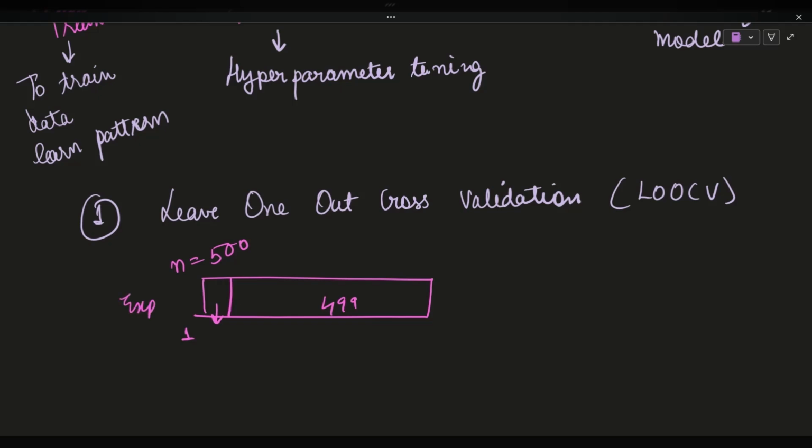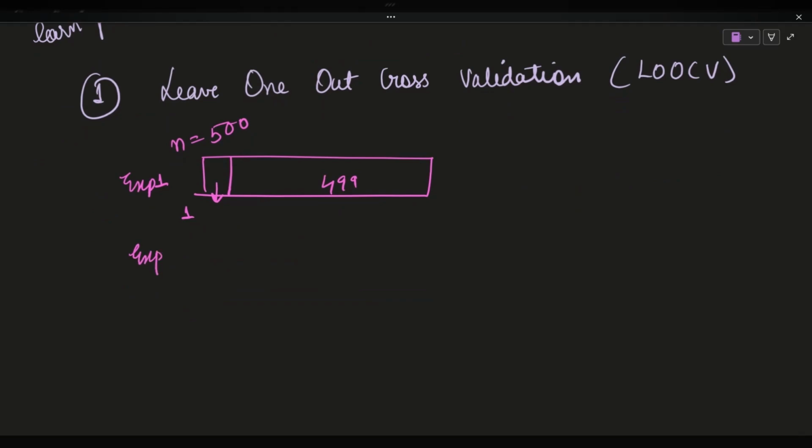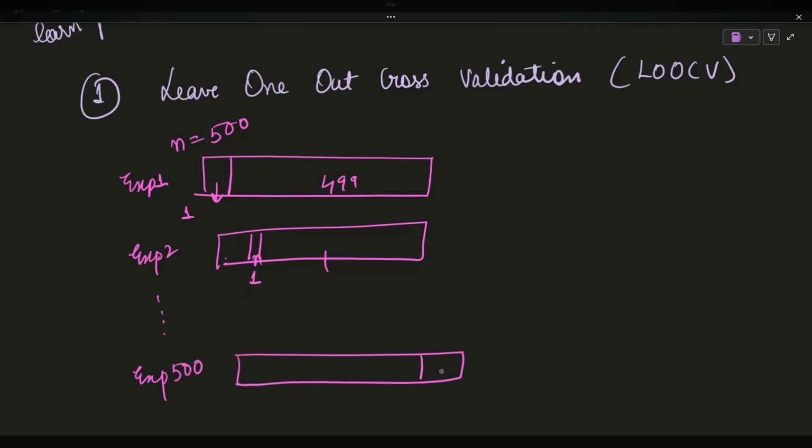Let's say this is my experiment 1. Then in experiment 2, what you will do, you will take the second data for validation and the other 499 for training. Same way, how many experiments do I have to consider? I have to consider 500 experiments, then the last one will be used for validation and the other 499 for training. This is how I will validate my data. I will use all other data for training, one for validating whether my training was correct or not.